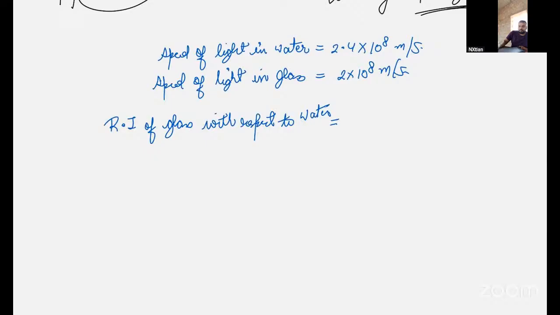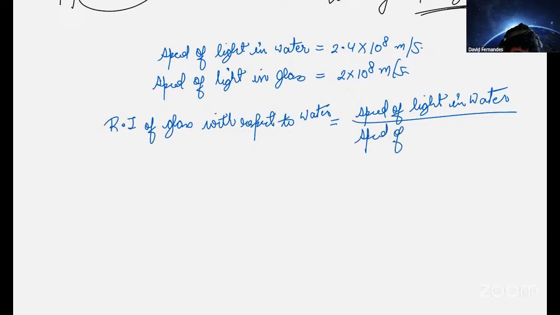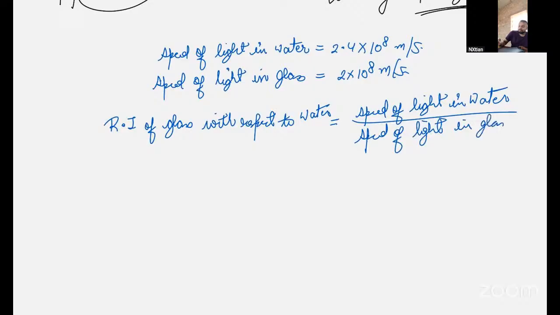Glass will be the denominator. So what I told you yesterday also: if you are calculating the refractive index of glass, that speed will come in the denominator. Simple as that. So what formula will you make? In the numerator, what will come? Speed of light in water, and in the denominator, speed of light in glass.